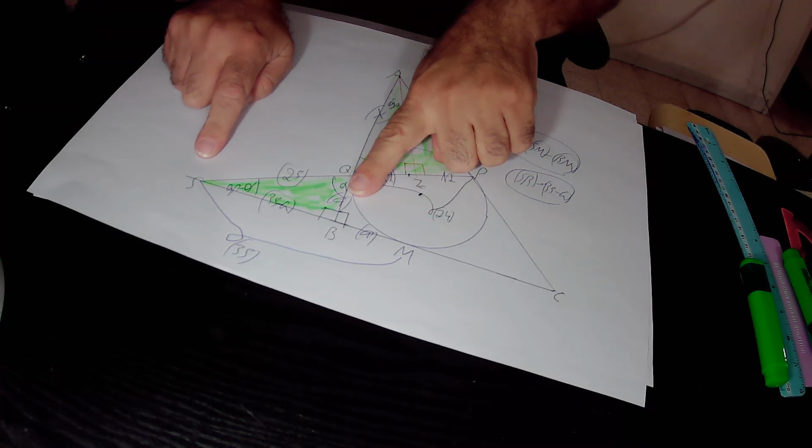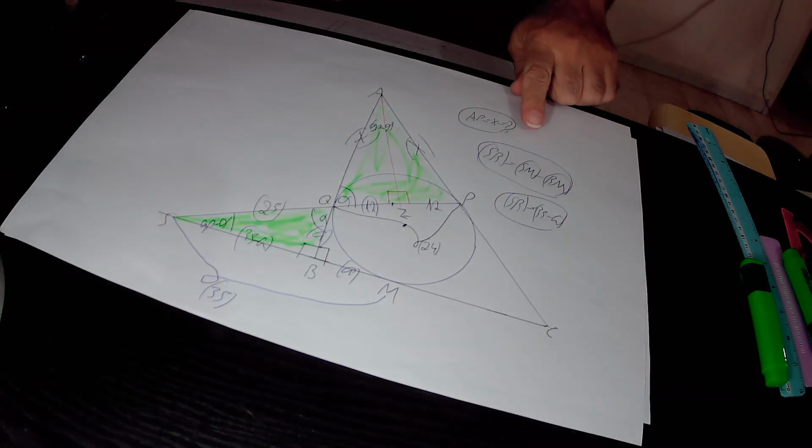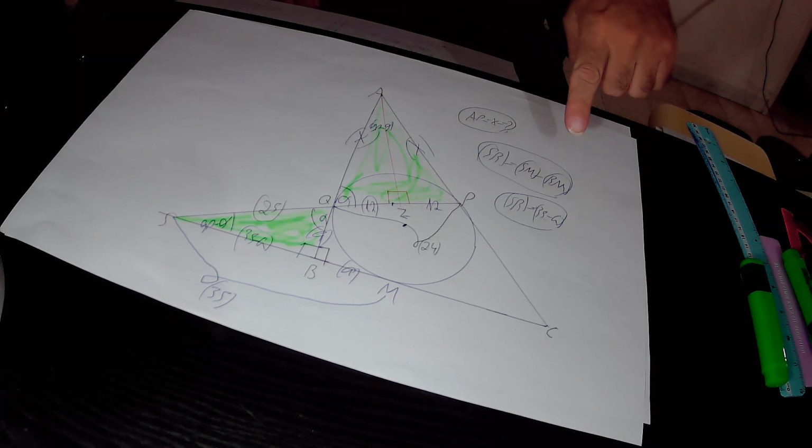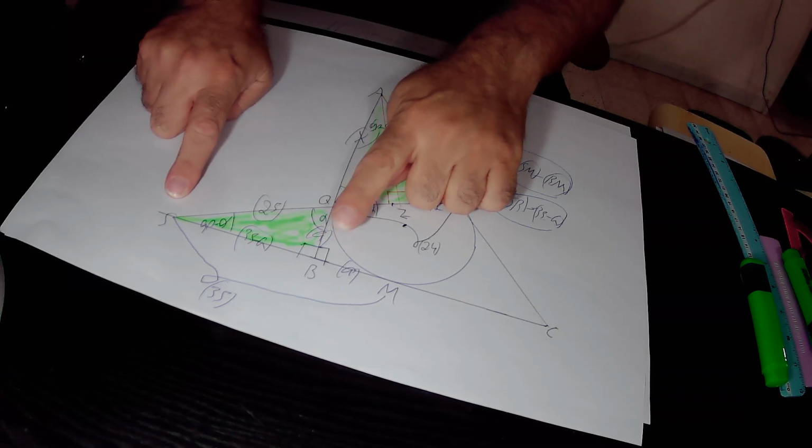What is the length of SB? SB equals SM minus BM. Again, SB equals SM minus BM. So SB equals SM, that is 35, minus BM, that is 8. So in total, SB equals 35 minus 8 units in its length.